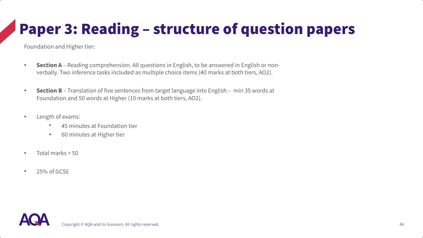So we're now going to move to Paper 3, the reading paper, and this slide gives an overview of the structure of the question papers at both tiers. So in section A, reading comprehension, the comprehension questions cover a broad range of different topics and content. We focused on building cultural capital and celebrating cultural diversity within the context of the reading stimulus texts to inspire and broaden students' knowledge of the Spanish-speaking culture and communities.